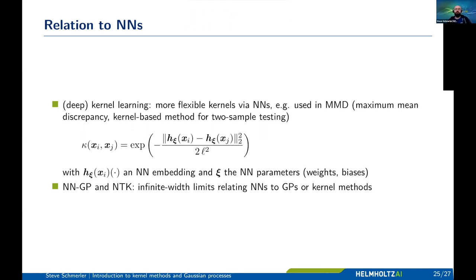Then there are other relations between GPs and neural networks that you may have heard of, this NNGP or the NTK, the neural tangent kernel, which involve these infinite width limits. So there are a number of papers explaining how a neural network in the limit of infinite layer width can be connected to Gaussian processes and kernel methods, which you can use to analyze, for example, in the case of NTK, the training dynamics of neural networks.